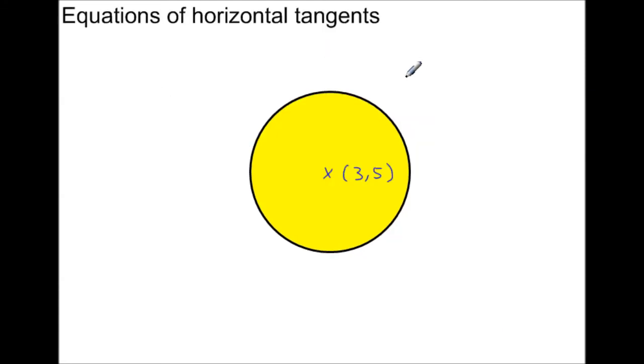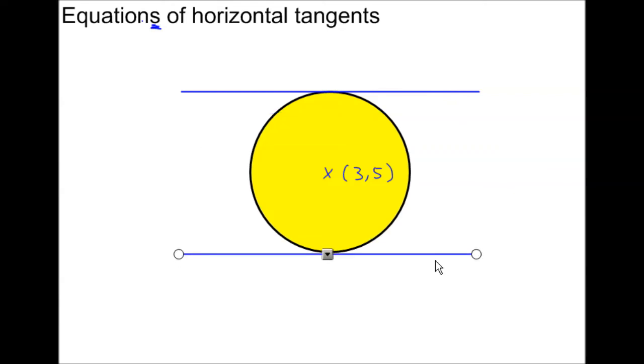A new example. In this question here, we're trying to work out the equations, so there's two of them, of the horizontal tangents to this circle. So horizontal means it's got to be a line like this. So there we go, that's one horizontal tangent to the circle, and there's another one down here. So what's the equation of this line and this line?